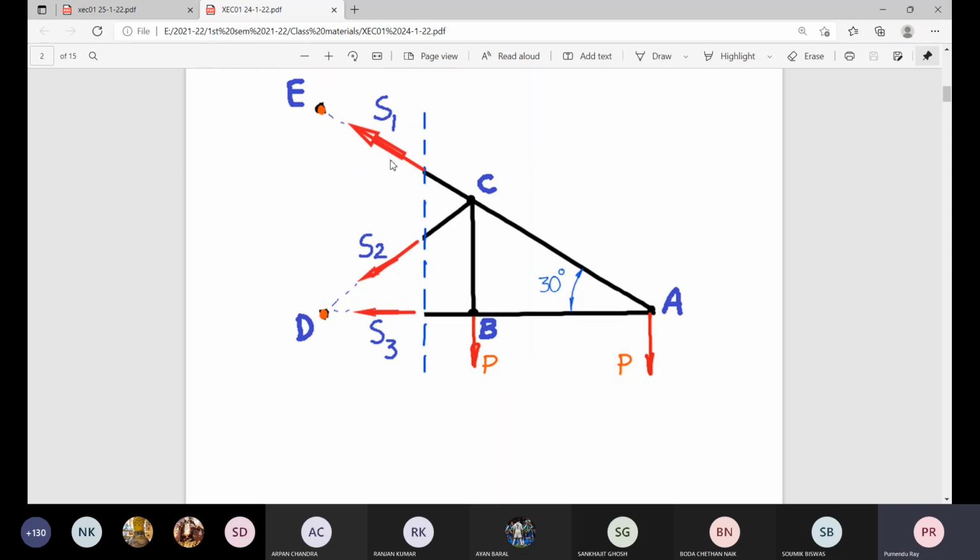So S1 multiplied by this perpendicular distance, of course, that geometry, trigonometry, everything you must be very much conversant. So perpendicular distance is twice a multiplied by sine 30, that multiplied by S1, that is anticlockwise. There should be some sign convention, and you solve it. Yes.